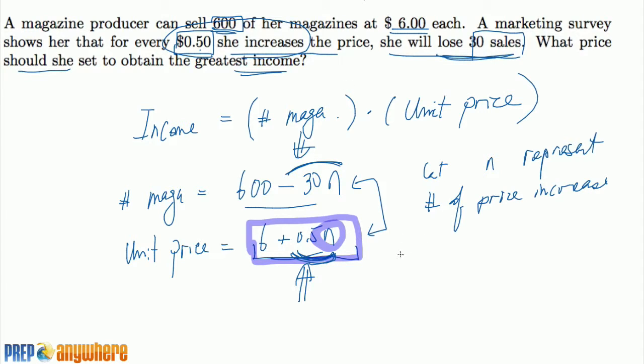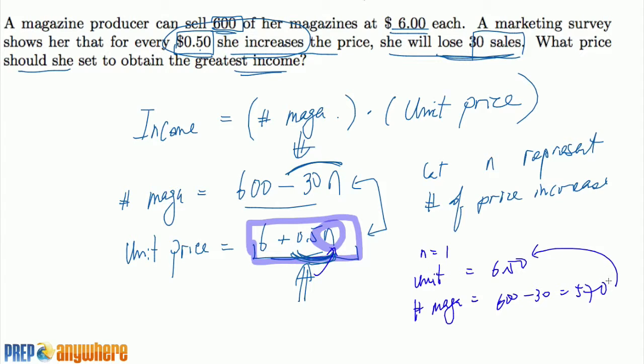So let's actually do an example here. Let's plug in n equal to 1. The unit price will increase by 50 cents, so it's 6.50. Does it give you 6.50 if you plug in 1 in there? Yeah. Then the number of magazines should decrease by 30. Does the formula actually decrease the number of units by 30? Yes, it does. So it's 570. You multiply these two to get how much she makes.